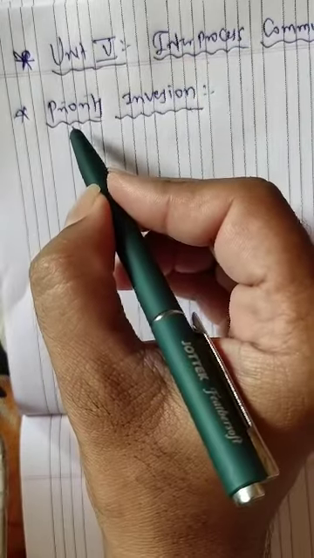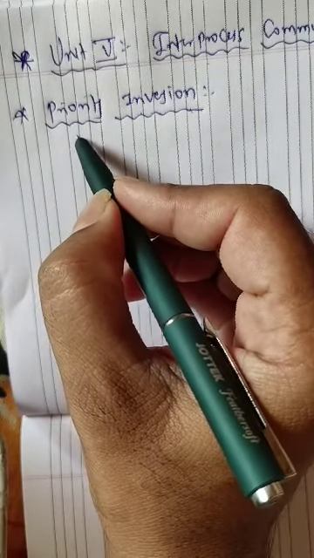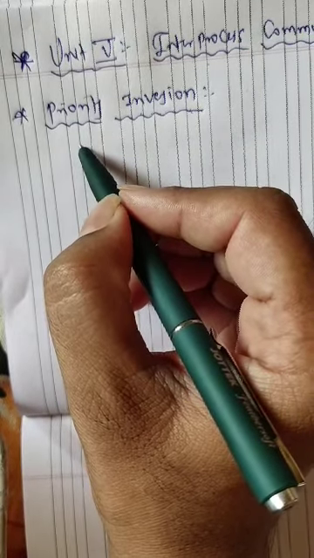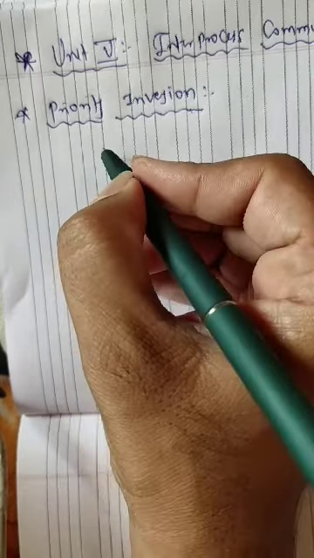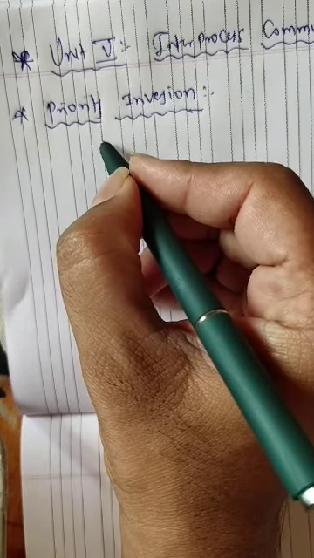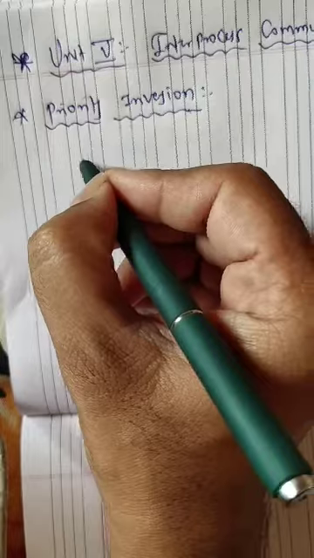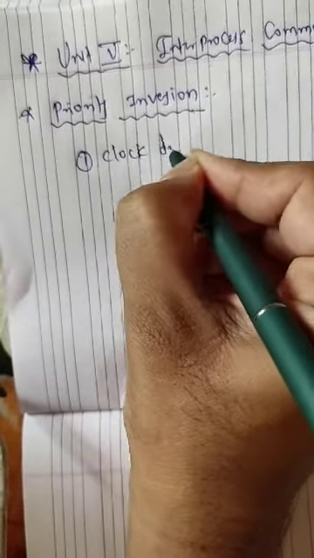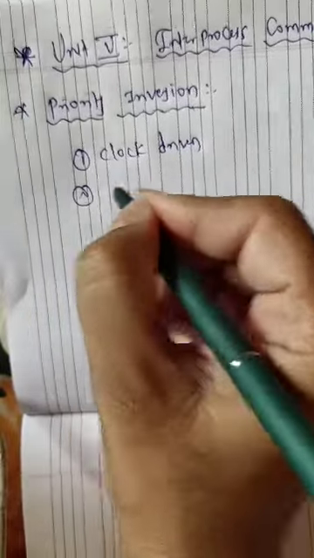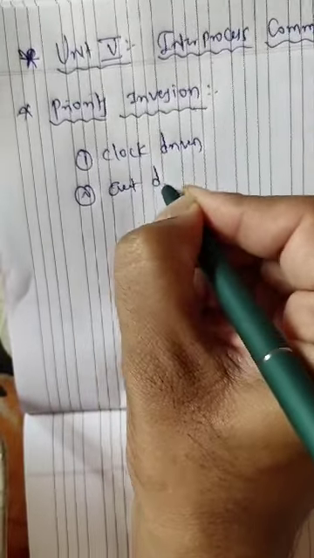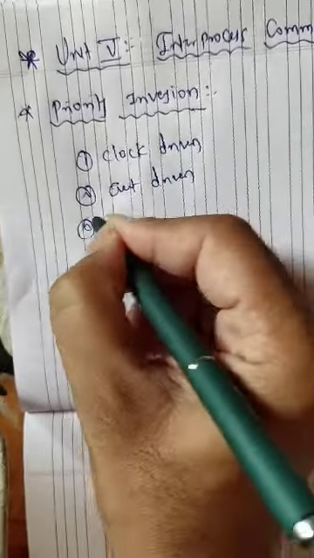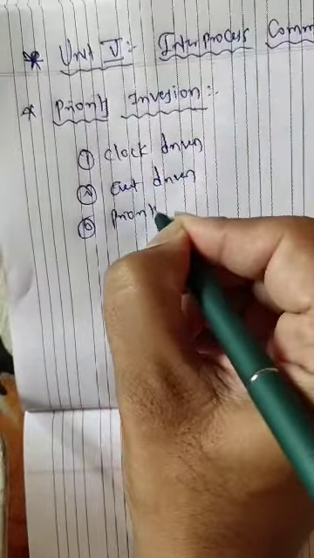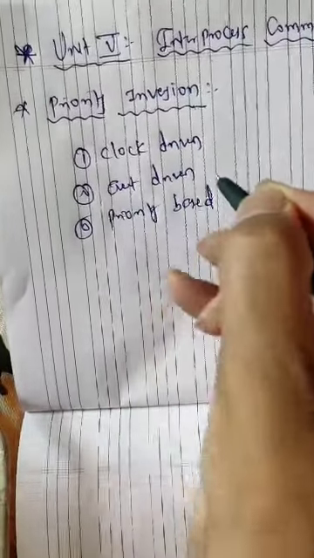Before starting priority inversion, we will study some priority scheduling algorithms, or what are the different scheduling algorithms in a real-time operating system. The first scheduling algorithm is clock driven. The second one is event driven, and the third one is priority based scheduling algorithms.